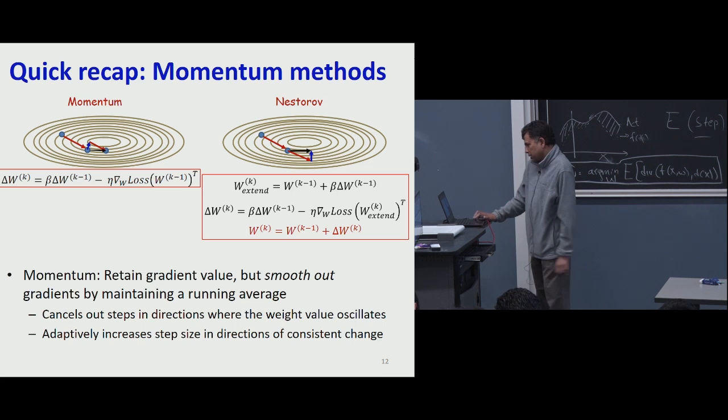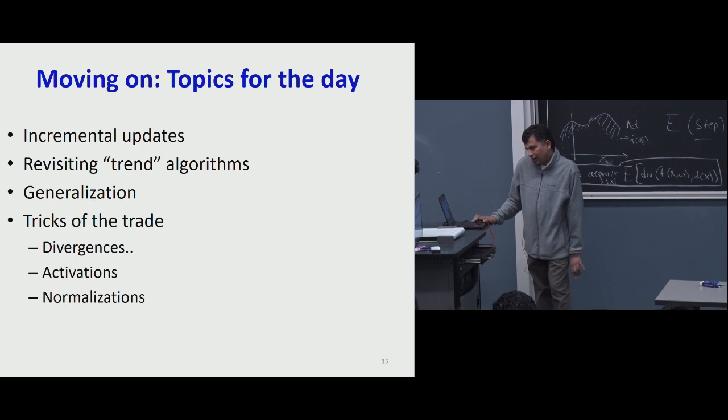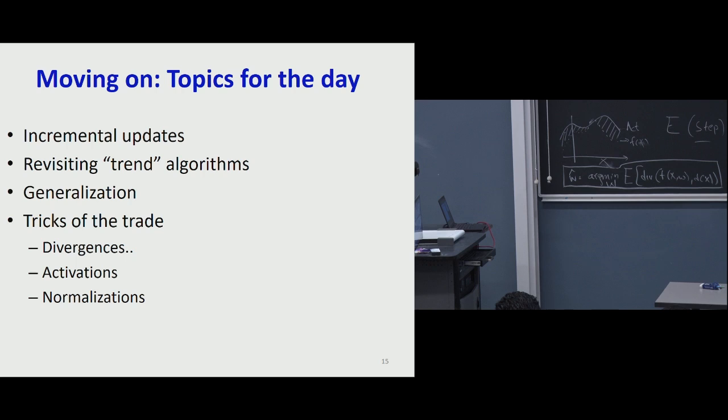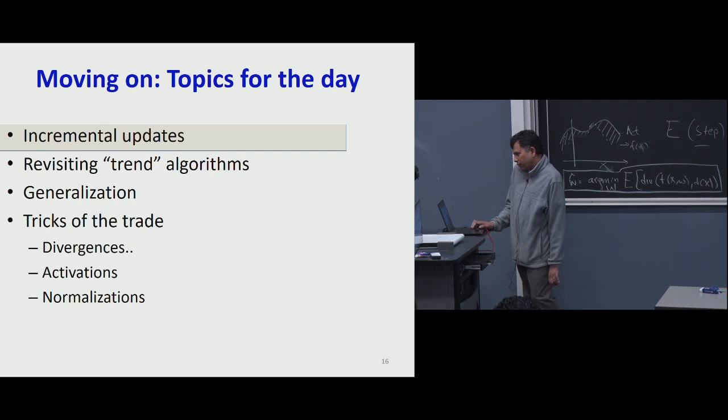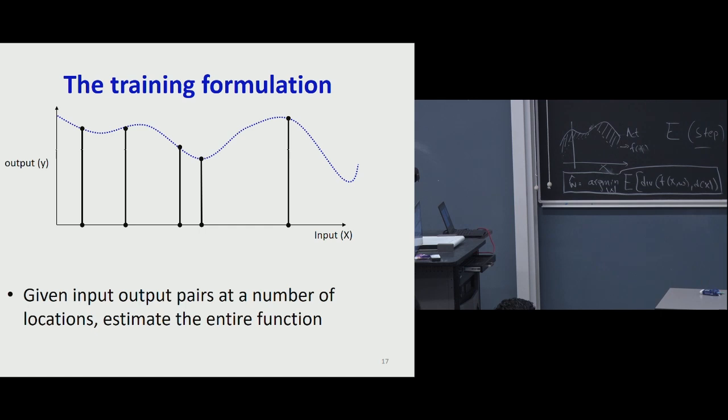So all of this is stuff from the past. We're going to cover a bunch of new topics today, incremental updates, and we're going to revisit training algorithms and look at generalization. And we're going to look at some tricks of the trade, including divergences, activations, and normalizations. So first, let's look at this business of incremental updates. Now, here's what we wanted to do. Let's go back to this function.